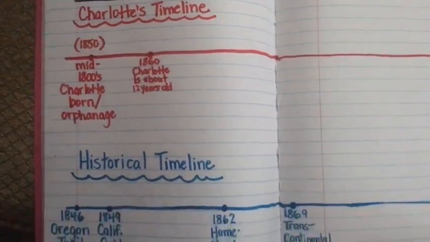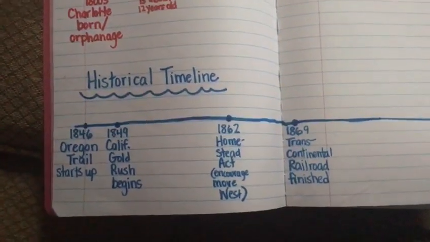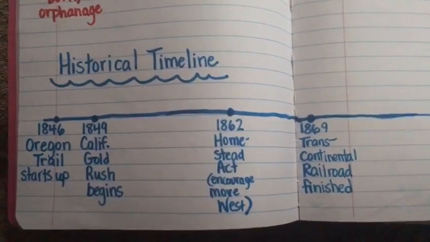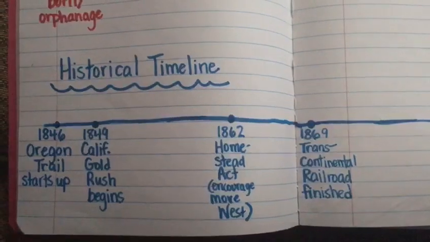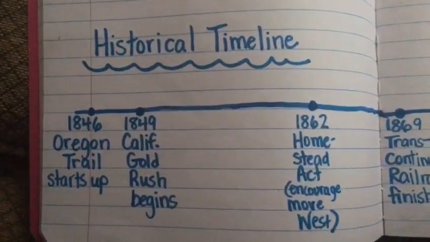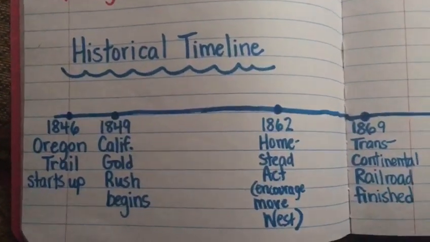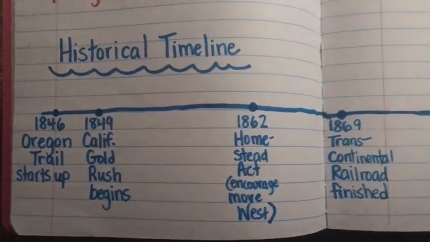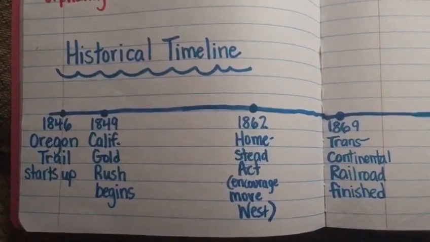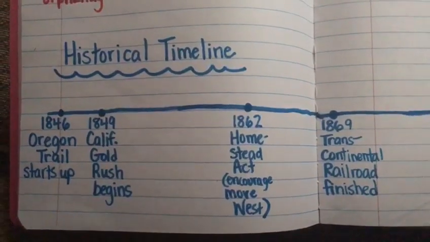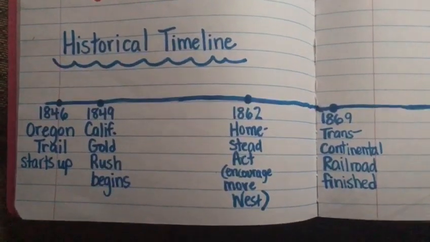Now, if you take a look at the historical timeline, I started to put some historical events that I remember hearing about last week. I know that in 1846, that's around when the Oregon Trail started up. In 1849, the California Gold Rush begins. Remember, the 49ers were the people that traveled out west in search of gold.